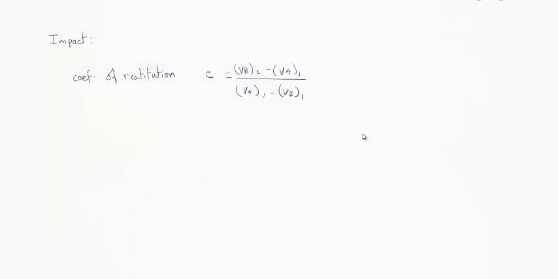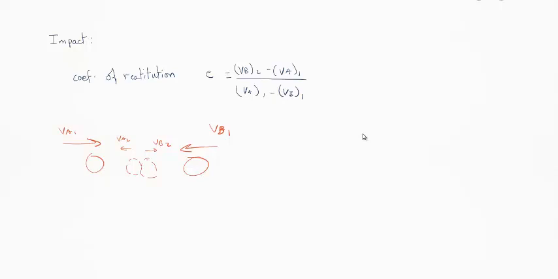Now let's talk about impact. Let's say two bodies moving in this direction, VA1, VB1, and then they become here. Now we have VA2, VB2. We now want to know the velocities.